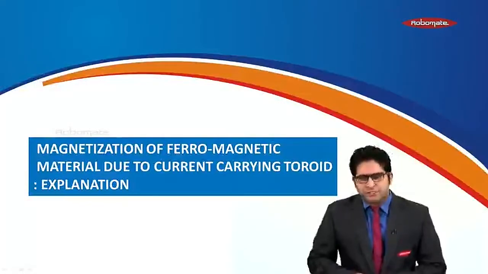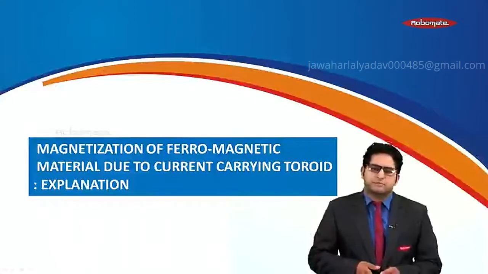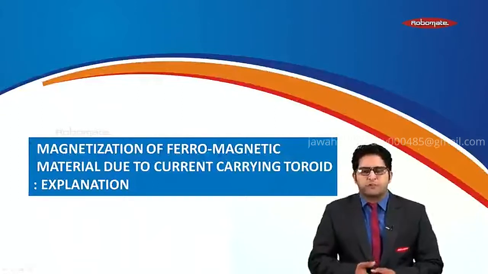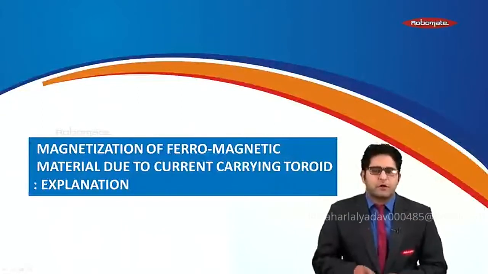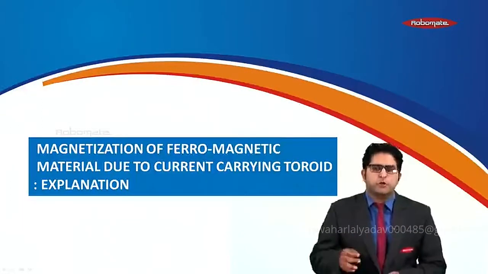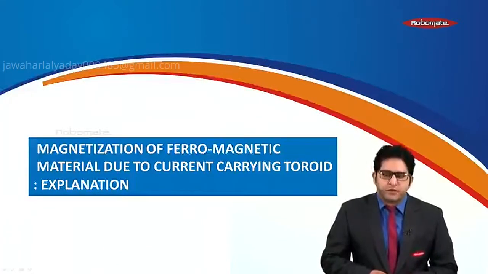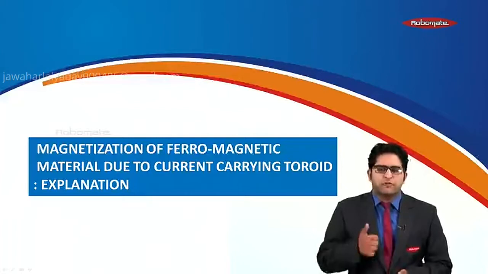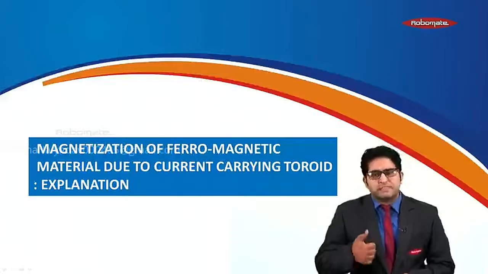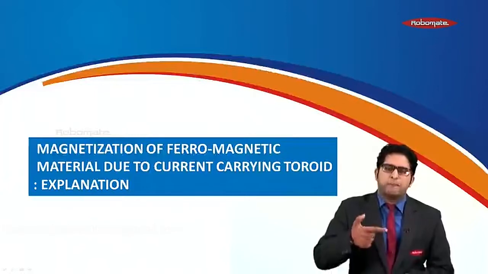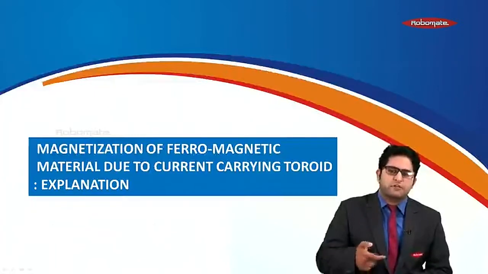Hello students, now let us move towards the next module of this particular chapter. In this module, we'll be focusing on magnetization of a ferromagnetic material due to a current carrying toroid. Students will be learning this concept in two parts. The first part will deal with the explanation of the concept, and the second part will deal with the mathematical representation of this concept.